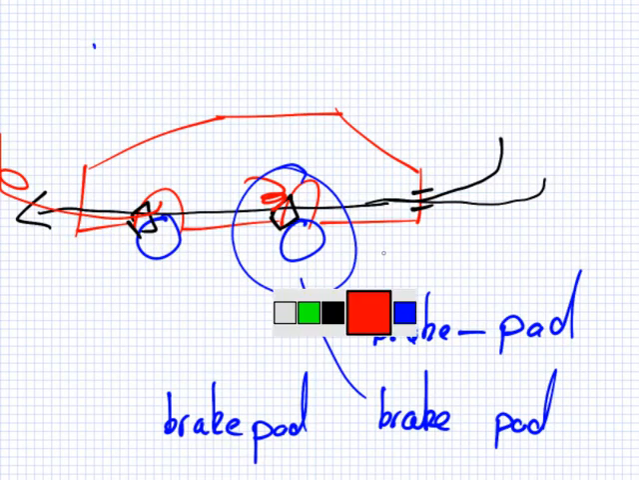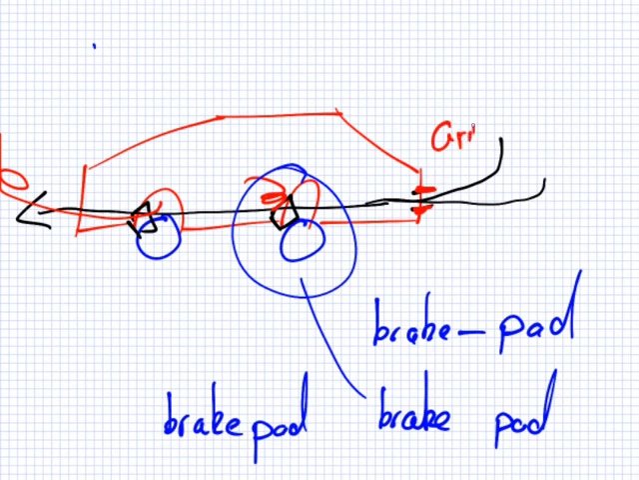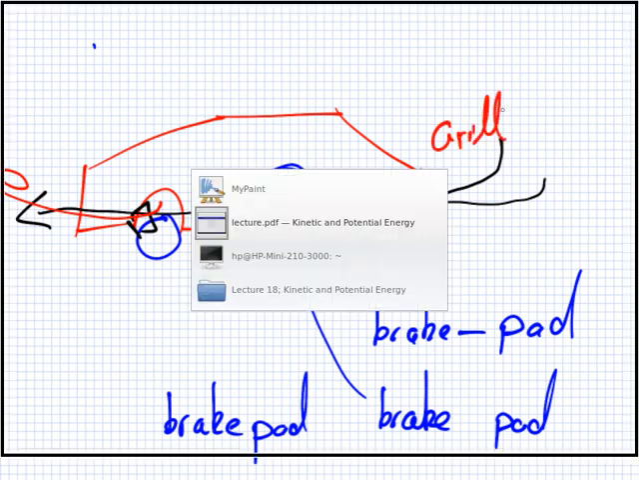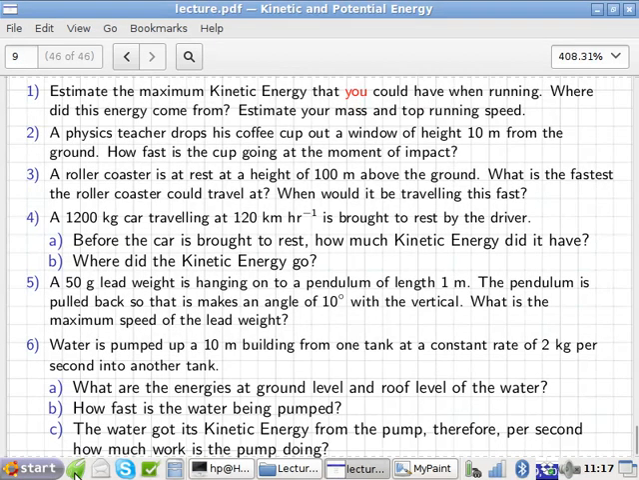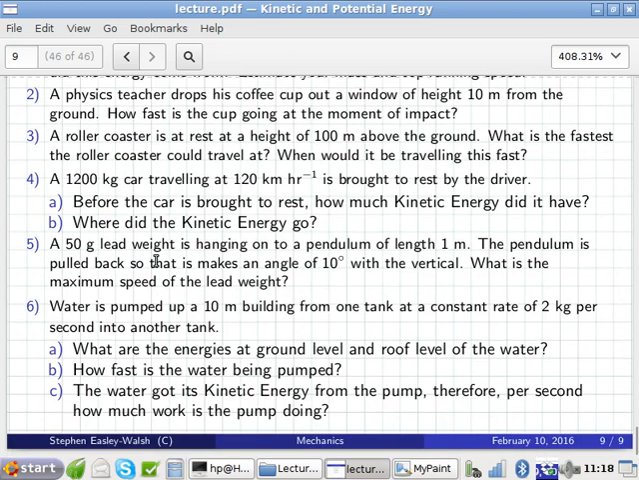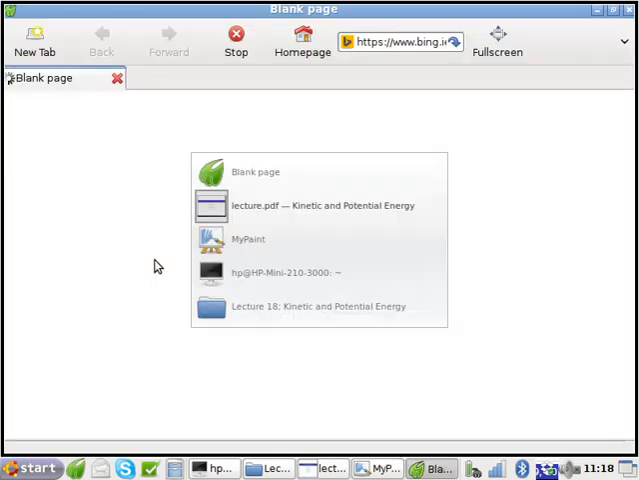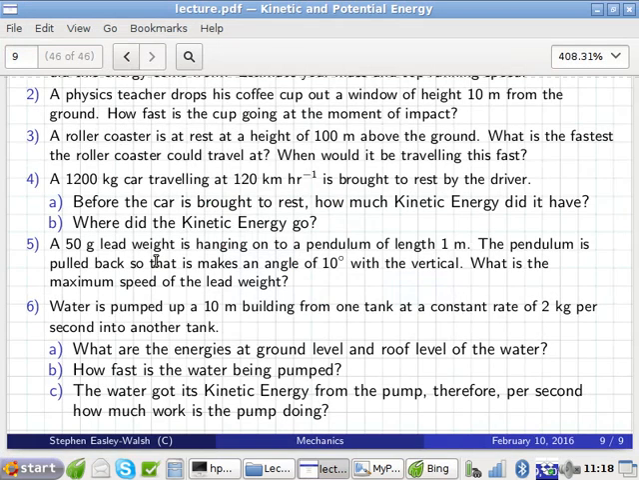Yeah, there at the front of the car, there's a grill. Do you know what I mean by a grill? No. And when the car's driving, the air goes into the grill. But I'll get the picture. It'll be easier. Okay, so the next one, while that's loading, a 50 gram weight is hanging.